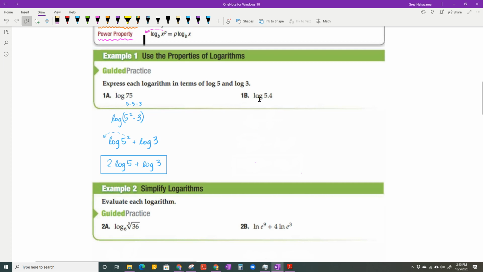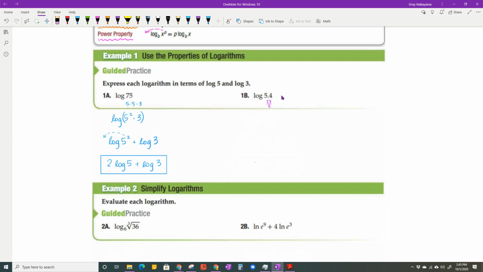Okay, 1b says the log of 5.4. So the easiest way here, class calc will do this for you, a lot of calculators will do it, would be to take the 5.4 and rewrite it as a fraction. If you don't know how to do it in class calc, please let me know and I will help you, but not during a quiz or test.